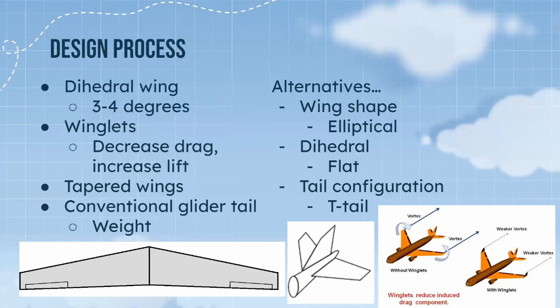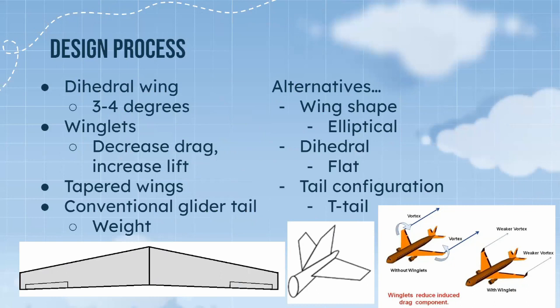So the key components of my glider design are dihedral wings, winglets, tapered wings, and a conventional glider tail. For the wings, I decided to have them in a dihedral 3 to 4 degree position because it would make the glider more stable. The dihedral keeps the glider from rolling as much from outside forces. I decided to have the winglets on the wings because winglets decrease drag.